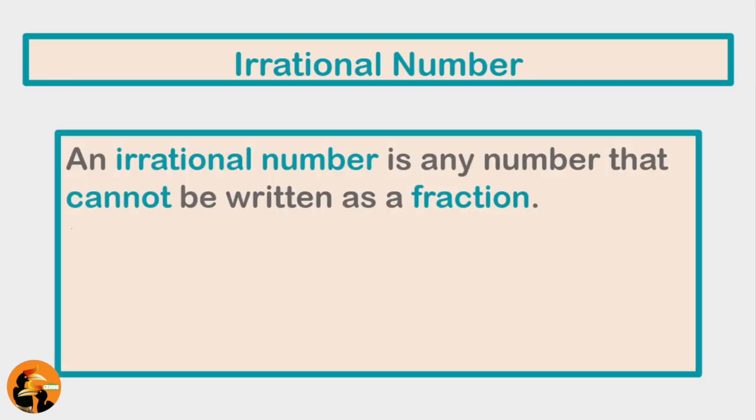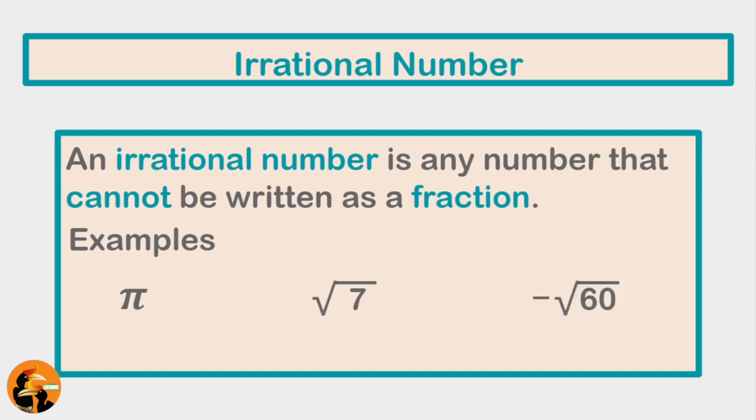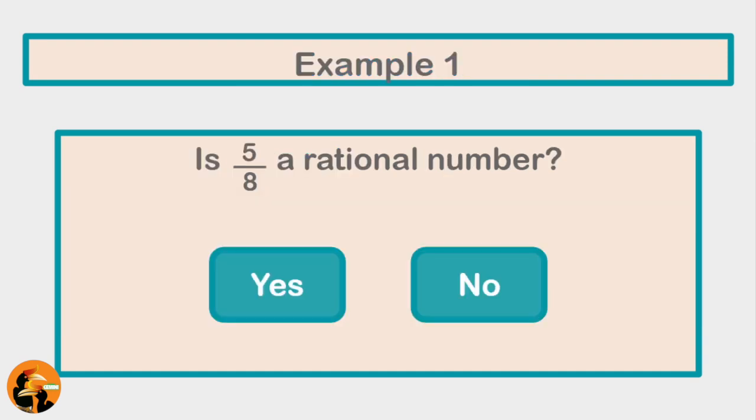An irrational number is a number which cannot be written as a fraction. Some examples of irrational numbers include pi and the square roots of non-perfect squares, like the square root of 7 and the negative square root of 60. So now that we have defined rational and irrational numbers, let's work a few examples.